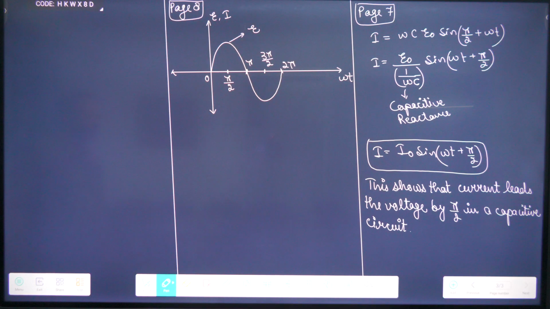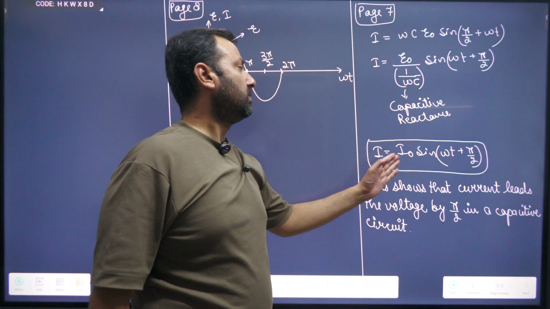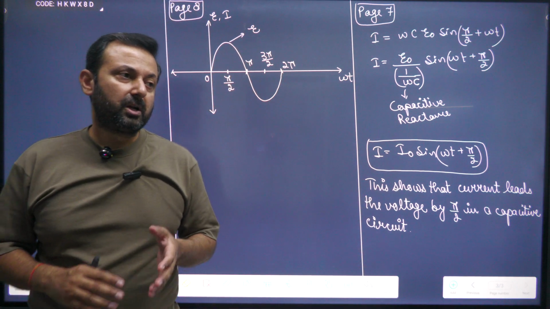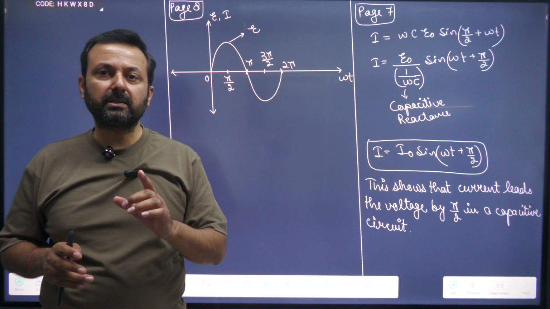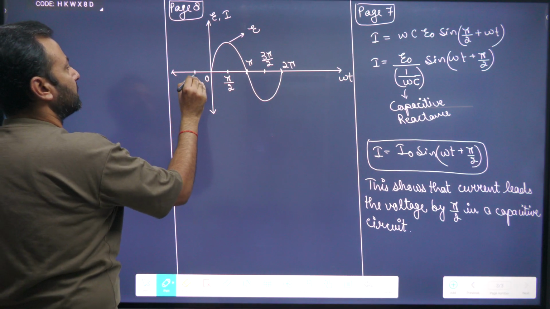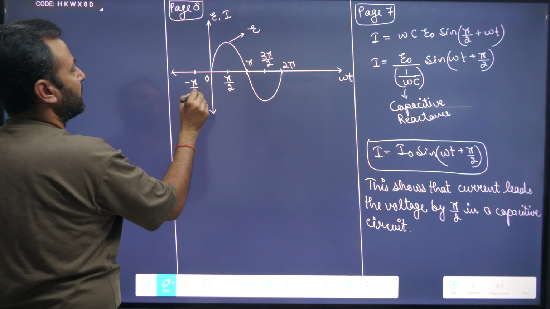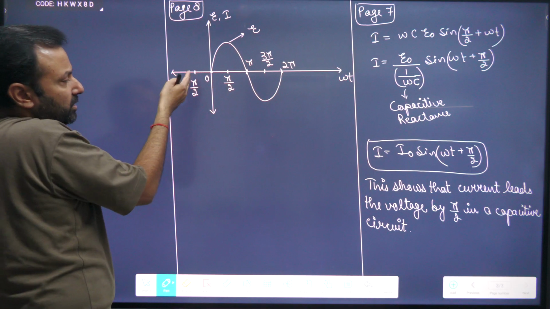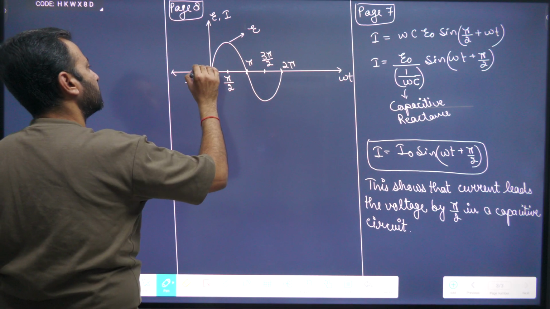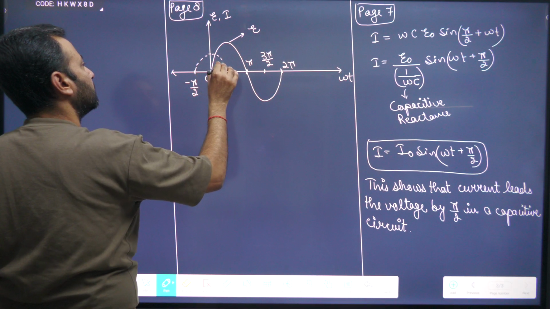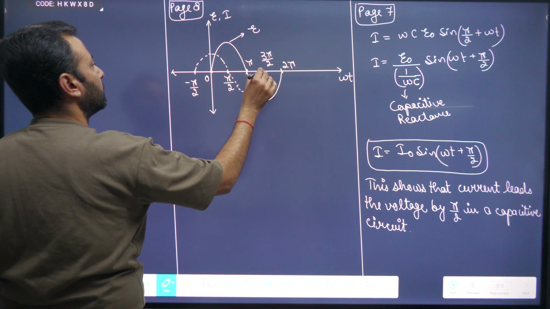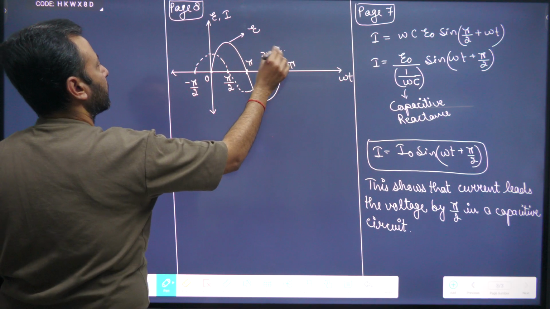And what I have seen here is that I is equal to I naught sine omega t plus pi by 2, which means current is leading ahead of EMF by pi by 2. It means current has started earlier, from minus pi by 2. That's why when EMF was at 0, current had already started from minus pi by 2. So now I will draw it like this. Is that clear to you?